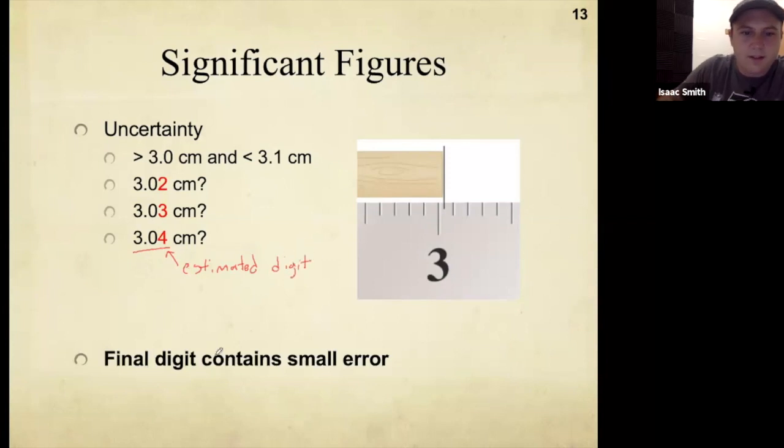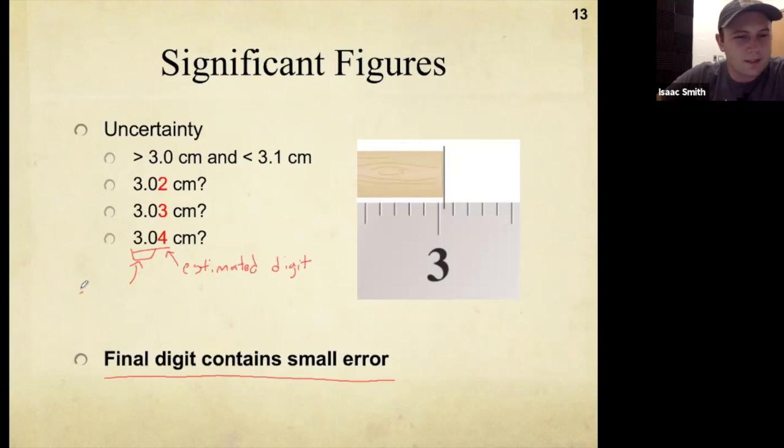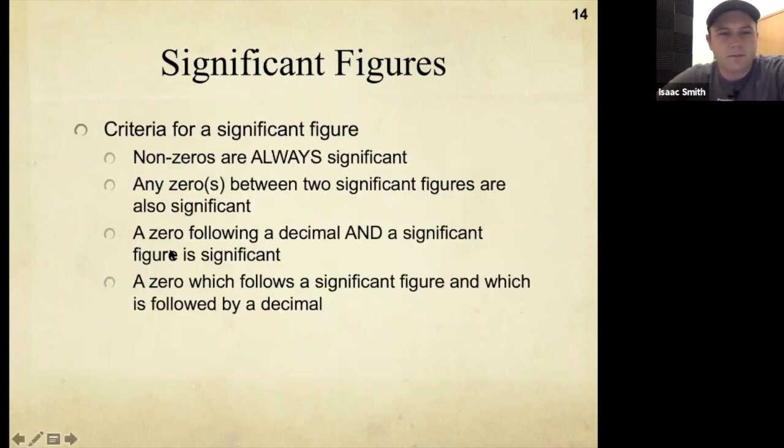This is the final digit and it contains a small amount of error. These 2 digits right here, these ones we're certain about. So I guess we could say exact digits, okay? All right. So those ones we're sure about. This last one, we're not so sure. That one's estimated, okay? So when you see a measurement, that's kind of what's going on there.